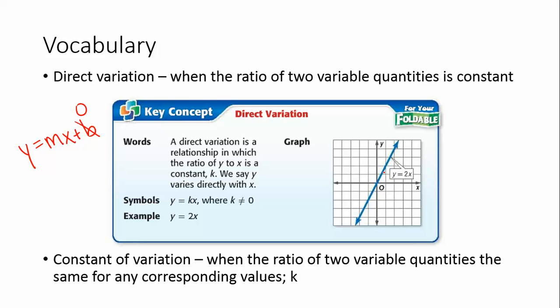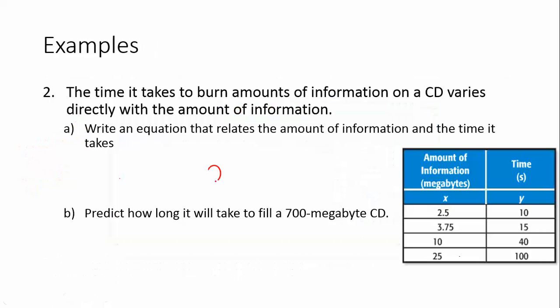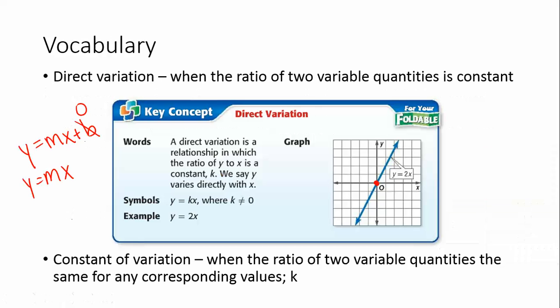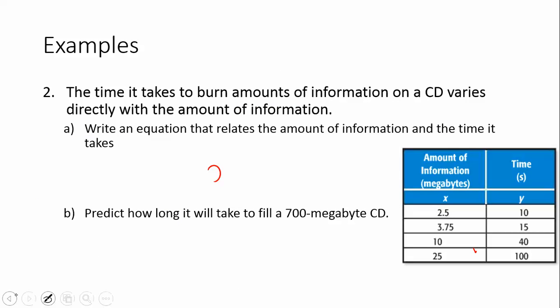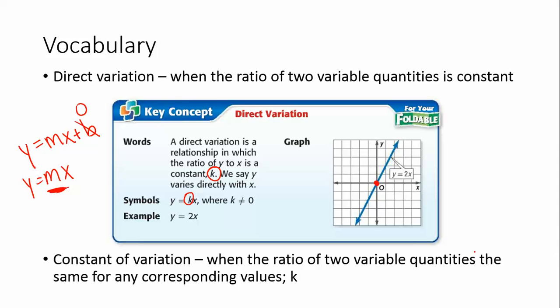You can see here that this graph goes through the y-axis at the origin, so it does have a y-intercept of 0. So now we're just writing it as y equals mx. And here when we're talking about constant of variation, we use k to denote that, but you'll notice that it's just the same as our slope. Constant of variation is when the ratio of two variable quantities is the same for any corresponding values. It's our k. So we're going to look at an example where we have to find the constant of variation.